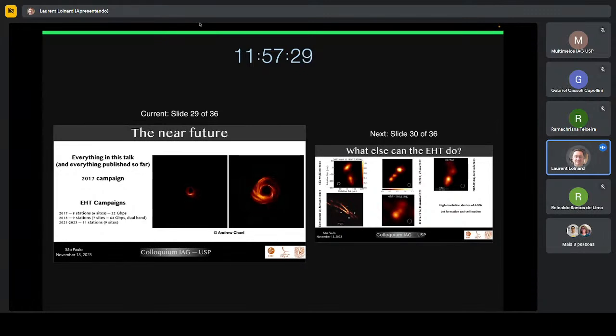So one of the things that we want to do in the future is expand what we've done by taking more images of these black holes to follow how they change. Everything that I've showed you and everything that's been published so far was obtained from the one campaign in 2017, the first campaign of the Event Horizon Telescope. But there have been observations in 2018, 2021, 2023 that incorporated more stations, more telescopes. Now we are up to 11 stations, 9 different sites on Earth.